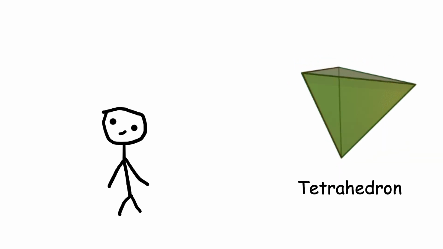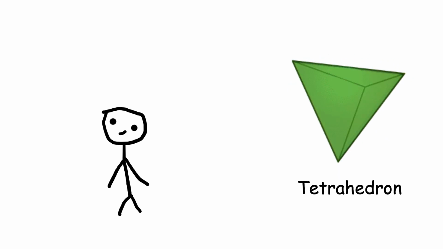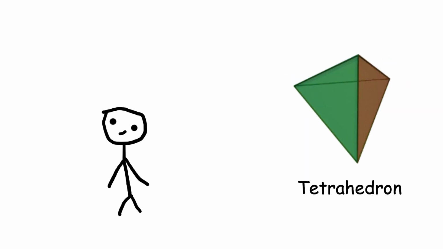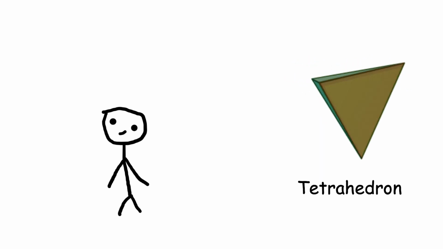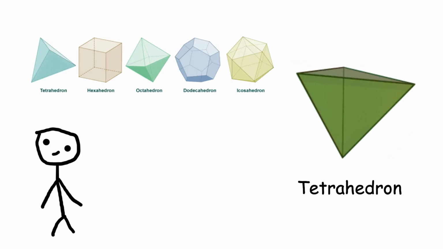A tetrahedron, or a triangle-based pyramid, but that takes an unnecessarily long time to say. So just call it a tetrahedron. It's one of the 5 platonic solids, and it's the most basic one.